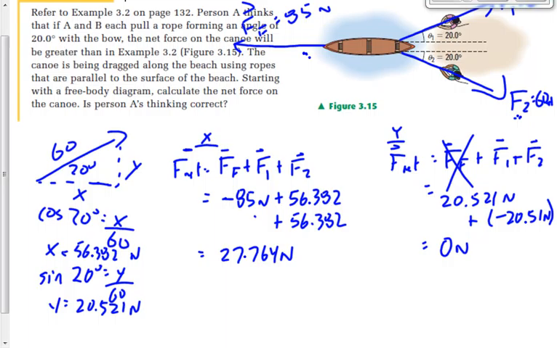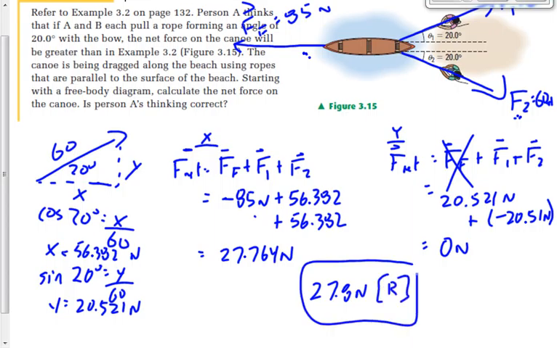How would we normally combine the x and the y? Draw a vector diagram and then do the Pythagorean theorem. When we're combining 27 and 0, though, what's the combined force? 27.764 newtons. Is that okay?